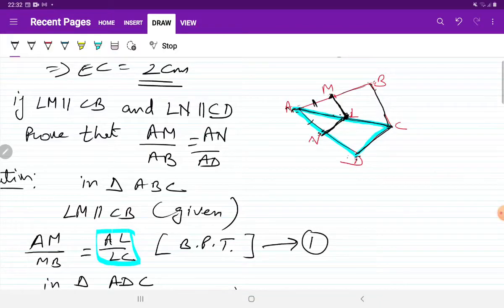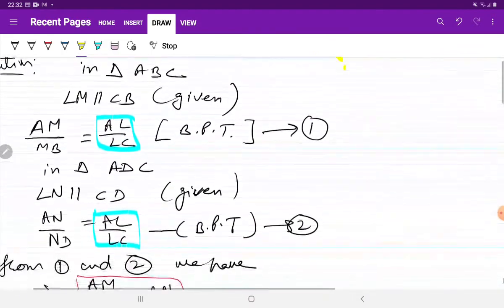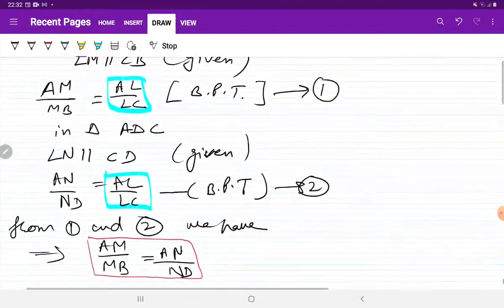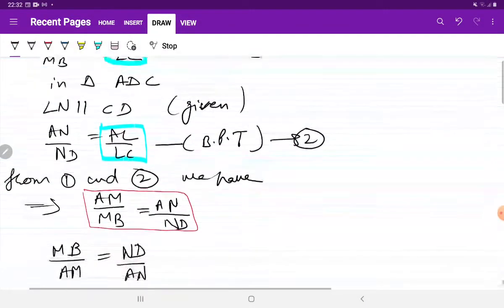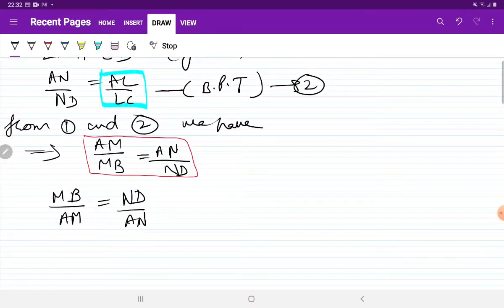How we'll get AB full side? AB is what? AM plus MB. If we add AM plus MB, we'll get this full side AB. If we add AN plus ND, we'll get AD. So for that we have to take the reciprocal of this side. Okay. So that we can add 1 to both sides. Why we are adding 1 to both sides? I'll tell you. So first of all, now write it here. Add 1 to both sides.